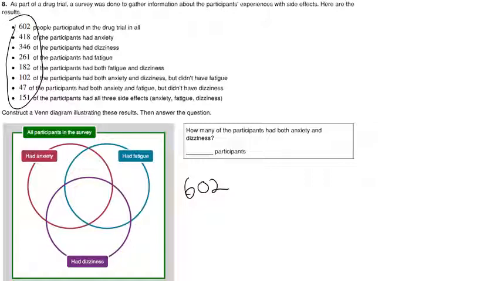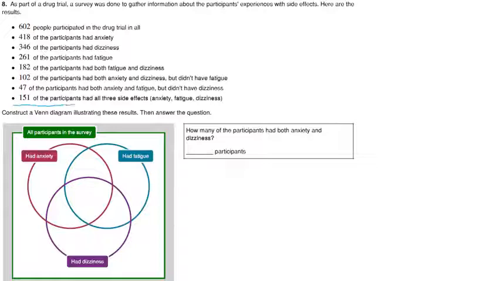418 had anxiety, so they would be in this circle. But again, too many regions that are empty. We can't break it up. Likewise for the 346, the 261. The 182 had both fatigue and dizziness, so they would be right here. Can't break it up. So once again, we have to find that number we can break up.